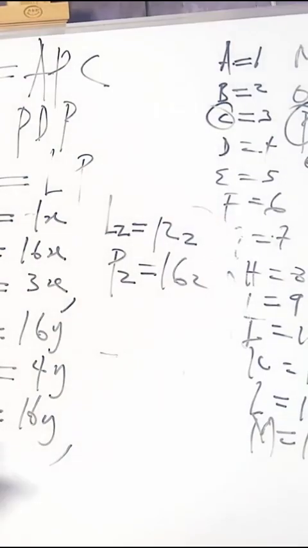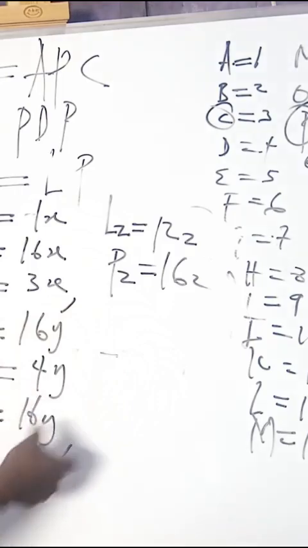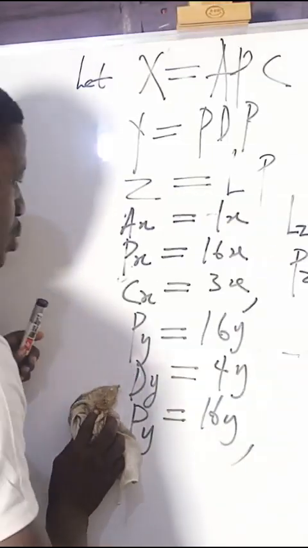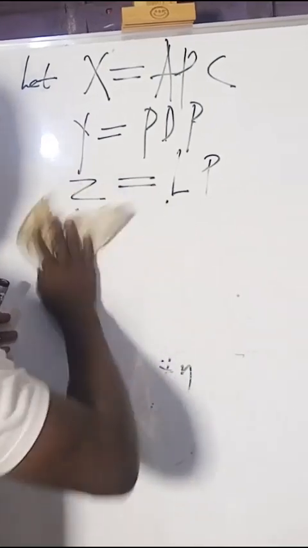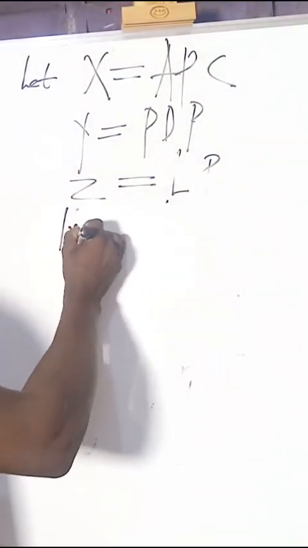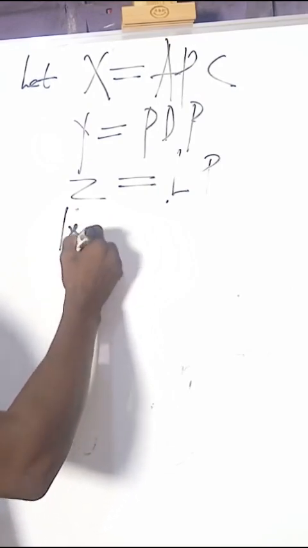Now let's introduce all of these parameters into the three sets of simultaneous equations we obtained previously. When we do that, we are going to have an equation of this form, which is AX, that is 1x plus 1x.